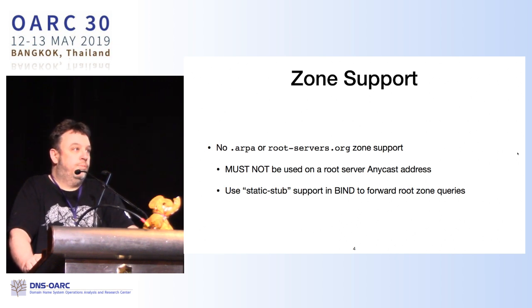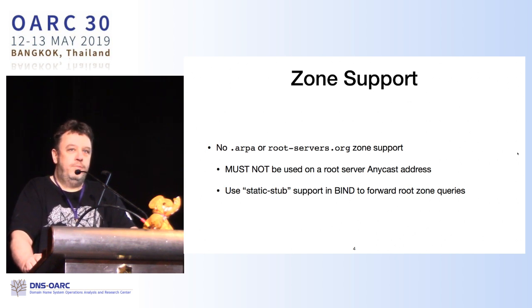You couldn't deploy this currently as an Anycast root server instance, because all of the root servers also serve the .ARPA zone and the root-servers.org zones, and this server does not do that. So if you were to try to run up this server and borrow one of the real root server's addresses and pretend this was a real root server, it wouldn't work. Please do not do that. Not only would it not work, but it would probably annoy the other root server operators.